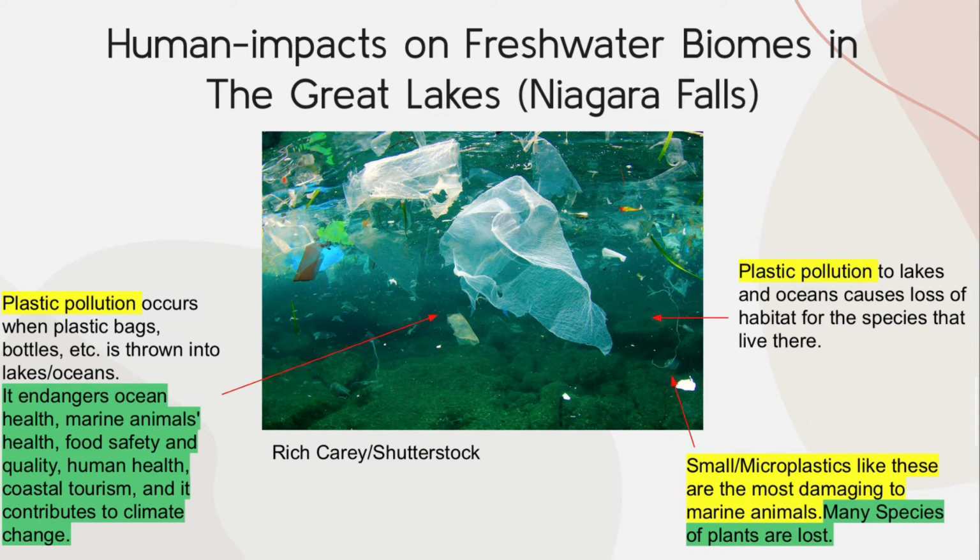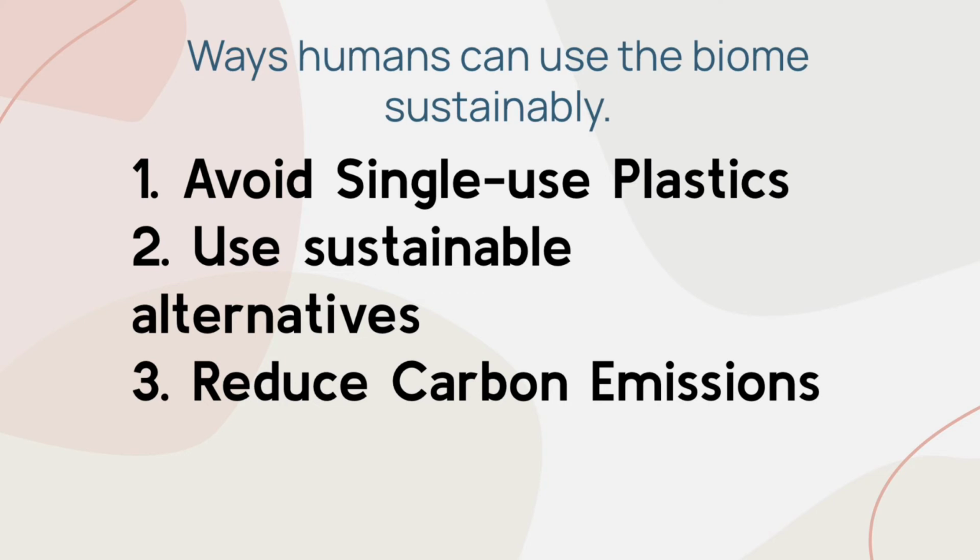Carbon dioxide is naturally absorbed by freshwater, which is naturally in the atmosphere. More carbon dioxide is being absorbed into the ocean as a result of human-caused higher amounts of carbon dioxide in the atmosphere. As CO2 levels rise, the pH drops and the ocean becomes more acidic, causing marine species to gradually become extinct. Ways humans can use the biome sustainably.